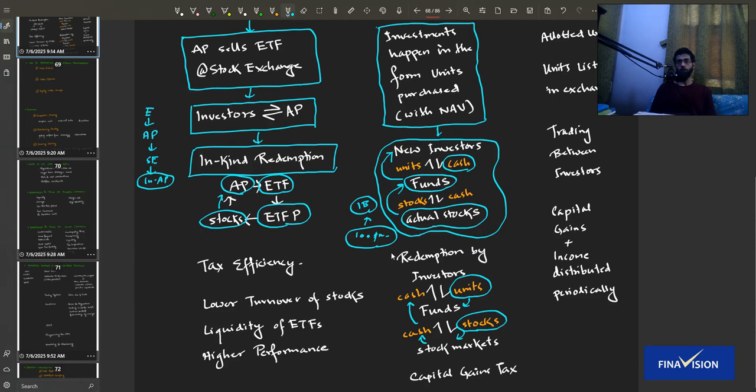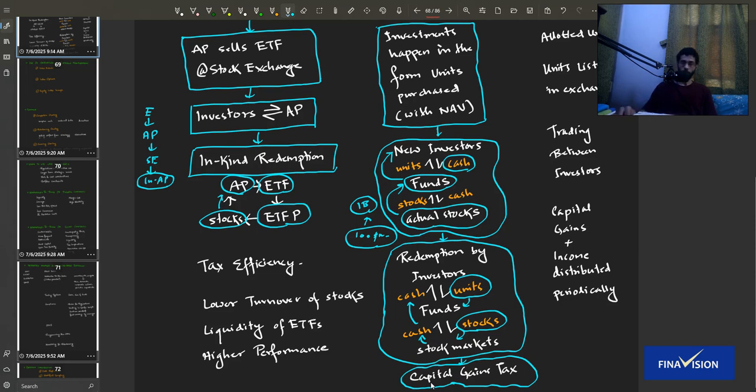Now this redemption process obviously has certain drawbacks in terms of tax exposure. So when the stocks are sold, capital gains taxes are being paid, right? And this tax actually takes a toll on the performance, impacts the performance. So this is a key difference between ETFs and mutual funds.